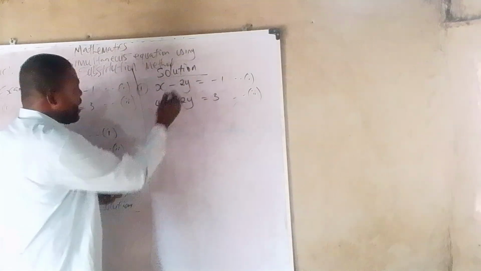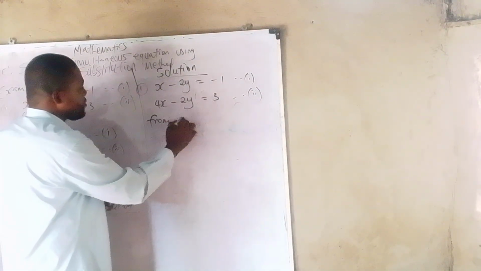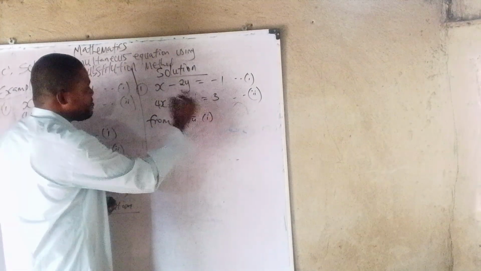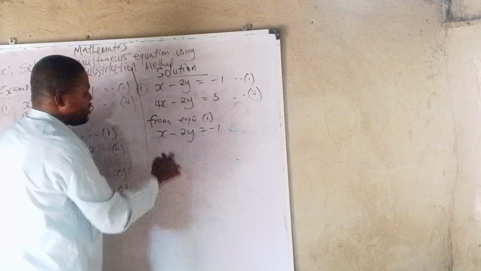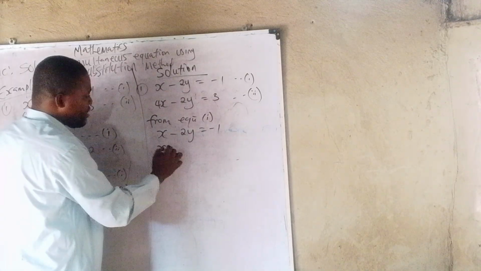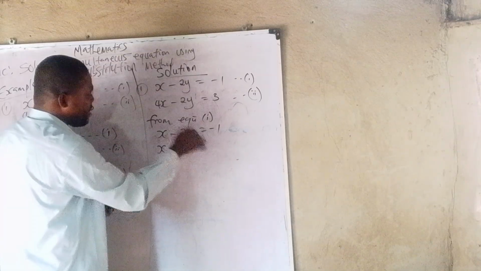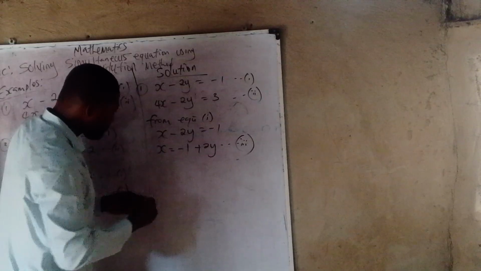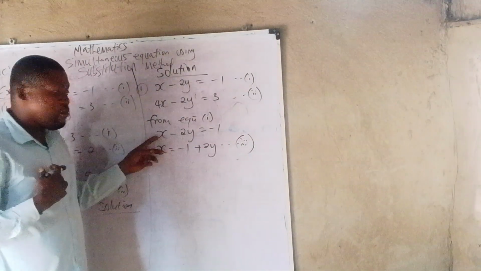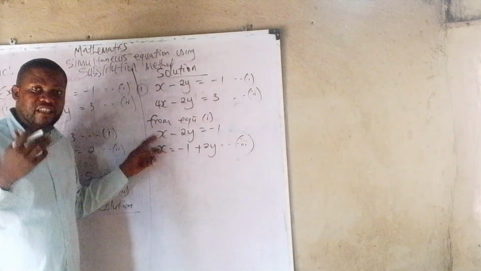Let me start. You have to pick your equation first. Me, I'm picking equation 1. I have x minus 2y equal to minus 1. If I now make x the subject of this formula, I have x equal to minus 1 plus 2y. I call it equation 3. My choice is to use equation 1; the next one I will use is equation 2. This I will change.